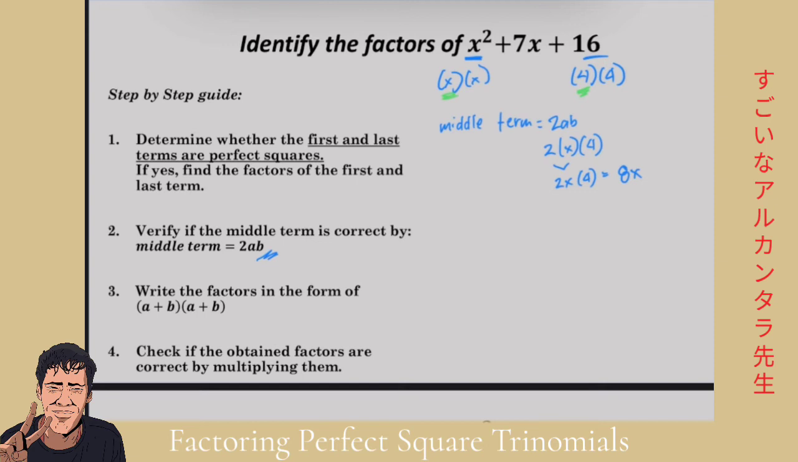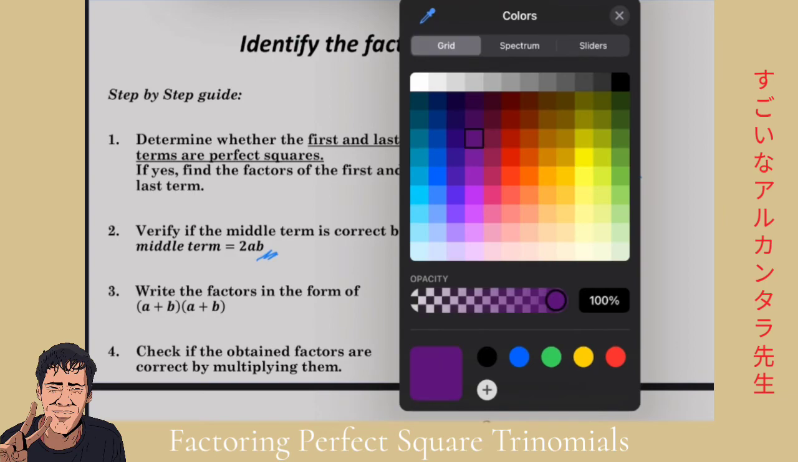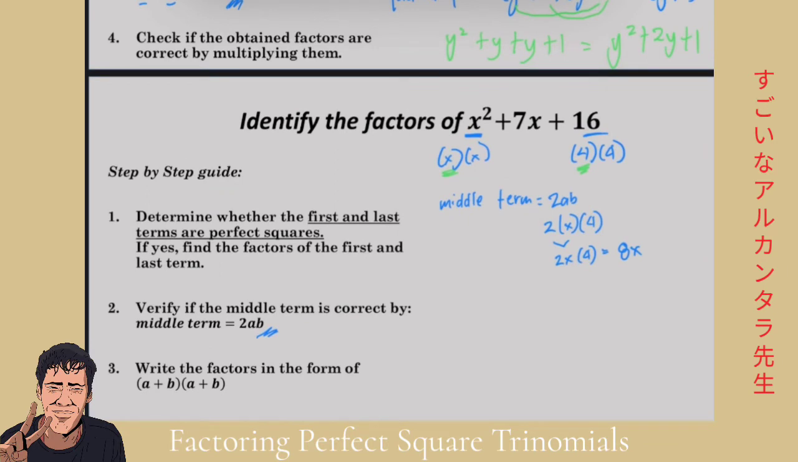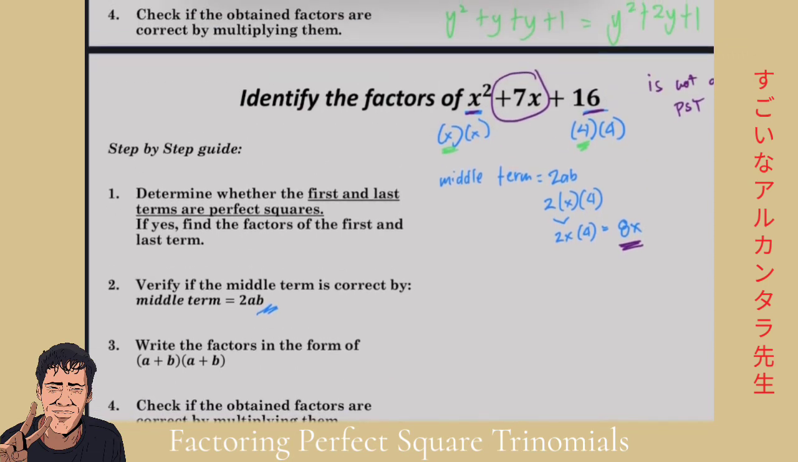8x. Here, pay attention. It says here that the middle term should be 8x. But in our given, it is 7x. Therefore, this given right here is not a PST. I repeat, this is not a perfect square trinomial because even though the first and the last terms are perfect squares, the middle term does not satisfy the rules.